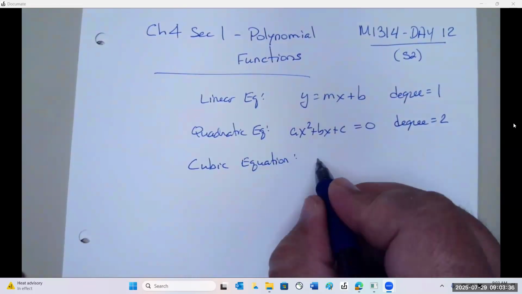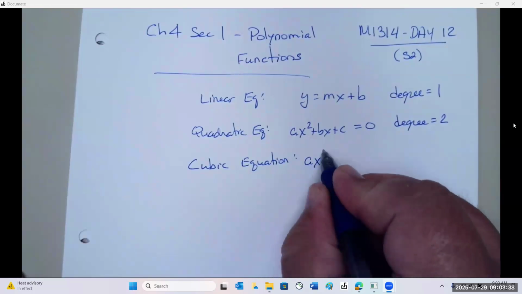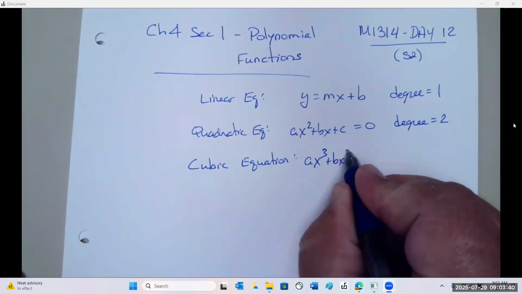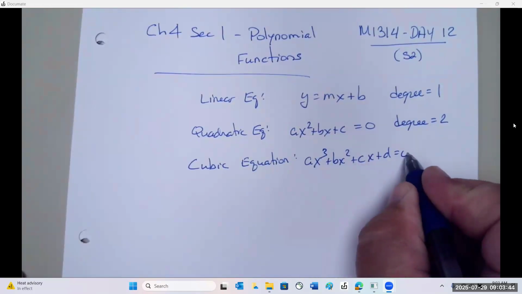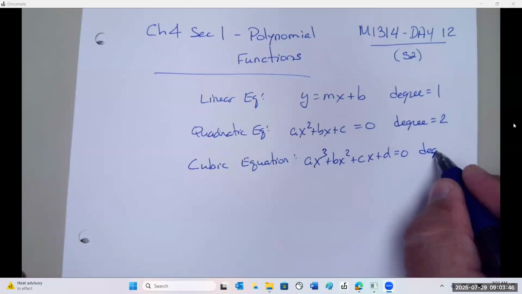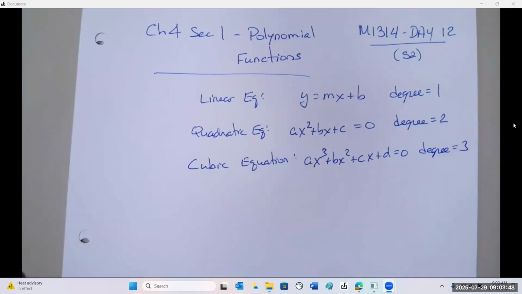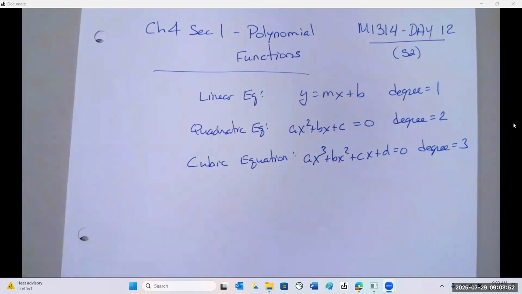Cubic equations have a degree of 3. And then we go to quartic and everything like that. These equations are all in the family that are called polynomials.